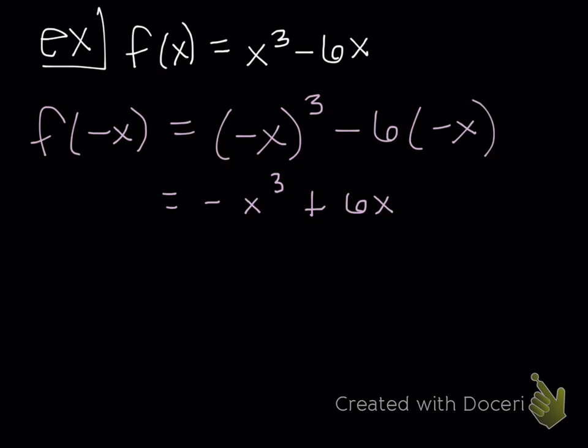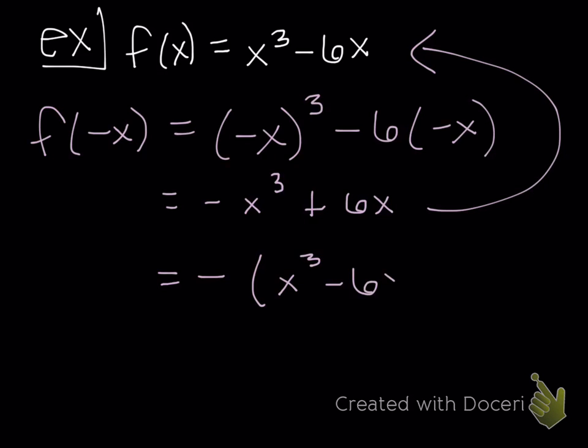And to determine our options, if it's exactly the same as what I started with, it's even. And you can clearly see it's not exactly the same, so it's definitely not even. If everything is opposite, I would say it's odd. And in this case, you notice every sign is opposite. You could also think of it like this. If I factored out a negative, notice I would get the original, but with that negative in front. So we would say that this function is odd.